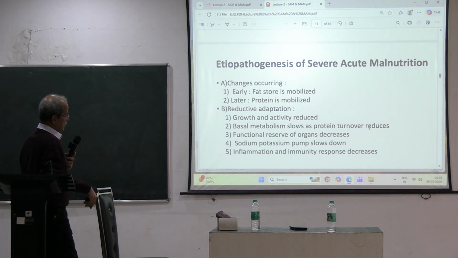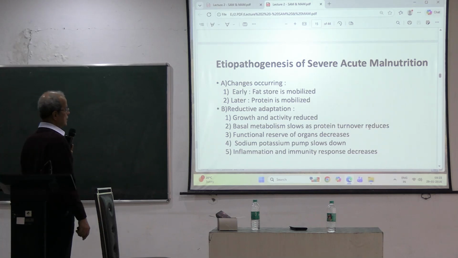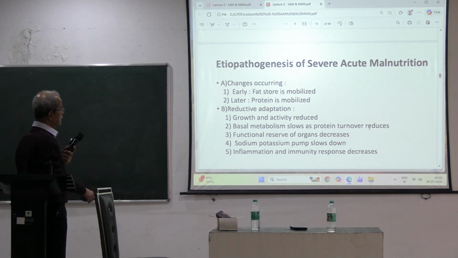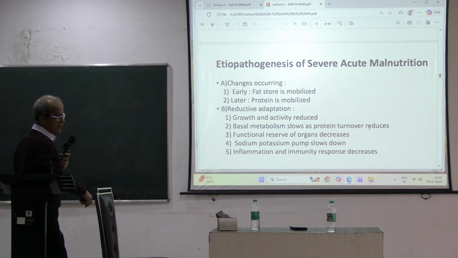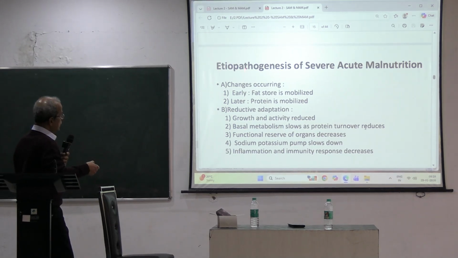Now, what are the changes occurring? Whenever there is lack of calories or lack of protein, the earliest thing that happens is that the fat store is mobilized. If you see any malnutrition patient in your clinic, you will see that the subcutaneous fat is very reduced. The child looks wasted. So that is the first thing that happens: the fat store is mobilized. Later on, protein is mobilized. So the muscles are wasted and the subcutaneous fat is reduced.